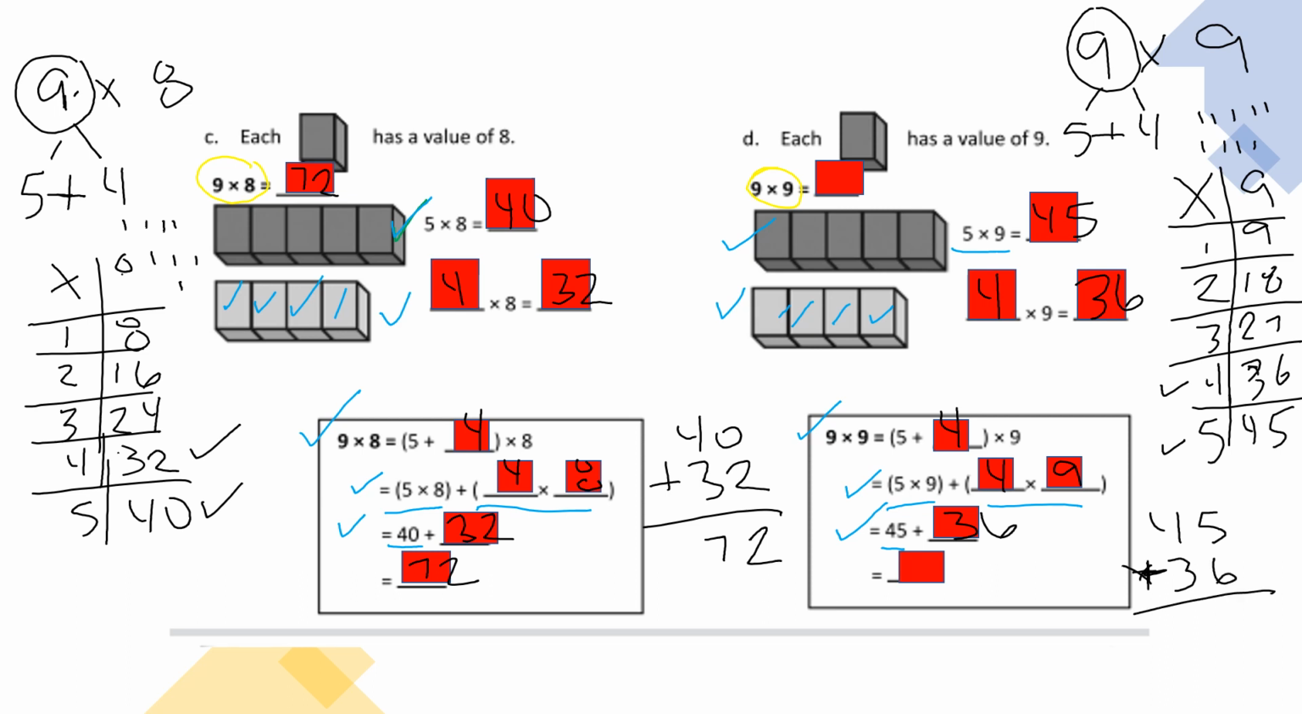5 plus 6 is 11. 1, carry my 1. 1 plus 4 is 5, plus 3 more is 8. So our solution is 81. So in the last blank in the box, we're going to write 81. And up here at the top, in the blank next to 9 times 9, we're going to write our solution of 81 also.